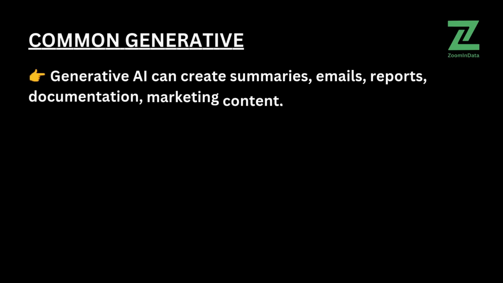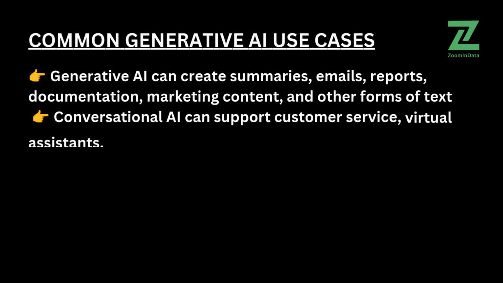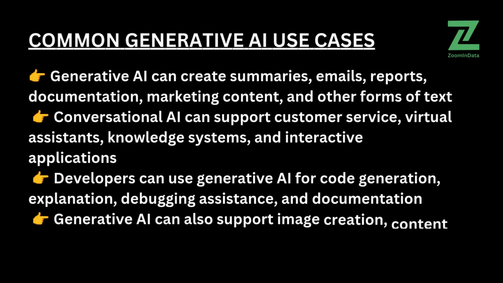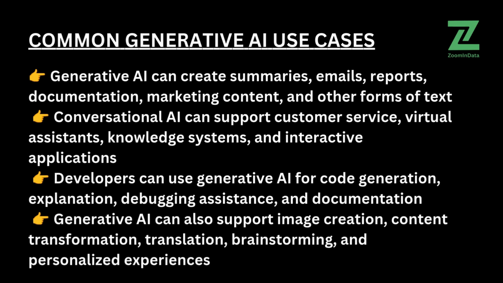Generative AI can create summaries, emails, reports, documentation, marketing content, and other forms of text. Conversational AI can support customer service, virtual assistants, knowledge systems, and interactive applications. Developers can use generative AI for code generation, explanation, debugging assistance, and documentation. Generative AI can also support image creation, content transformation, translation, brainstorming, and personalized experiences.